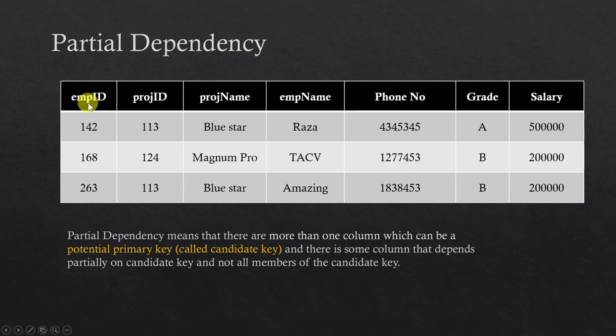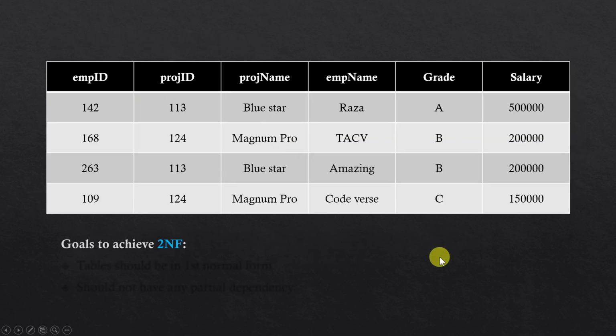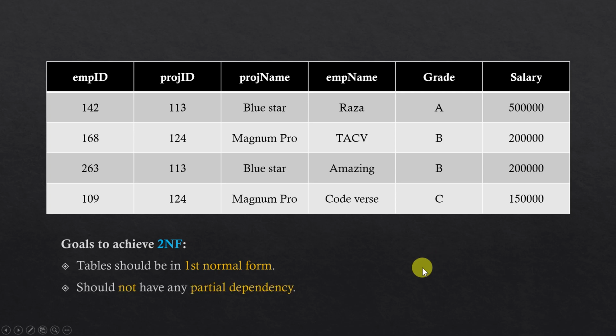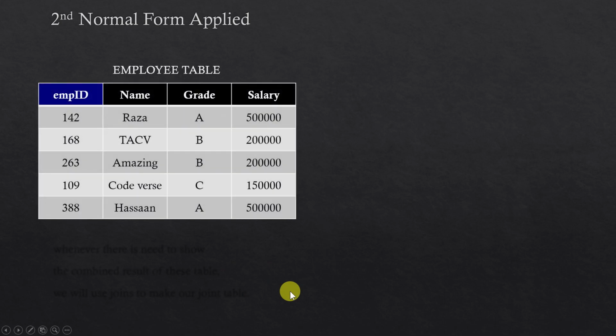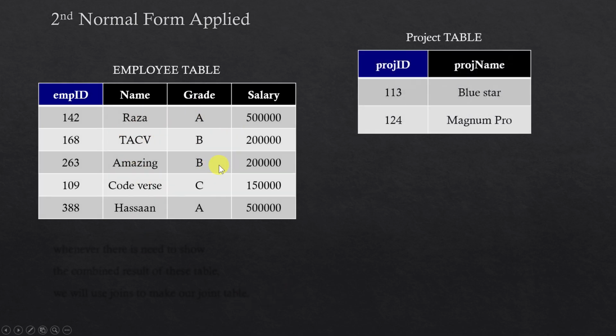So there we have our second partial dependency. And this table is not in the second normal form. To make it achieve the second normal form, it should be in first normal form, and we have to remove the partial dependency. So to do that, we can create a separate table for the employee and a separate table for the project.